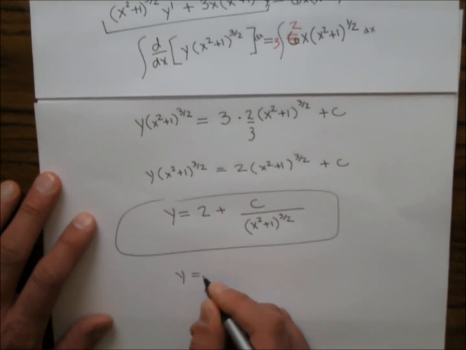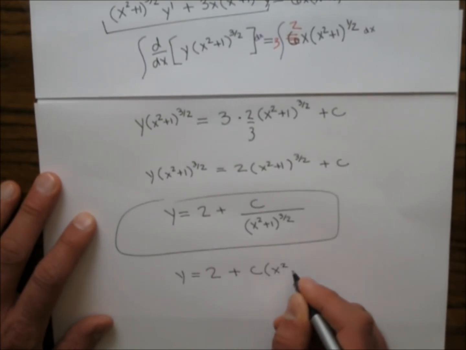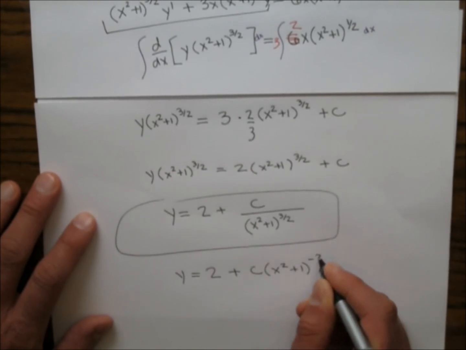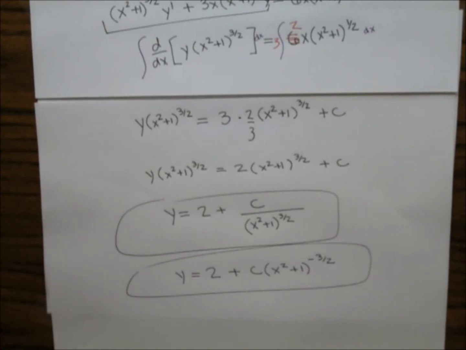You know, some books might write the answer like this: c times (x squared plus 1) to the negative 3/2 power. That's acceptable as well. So that completes problem number 3.